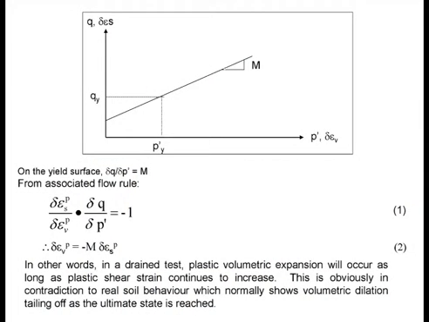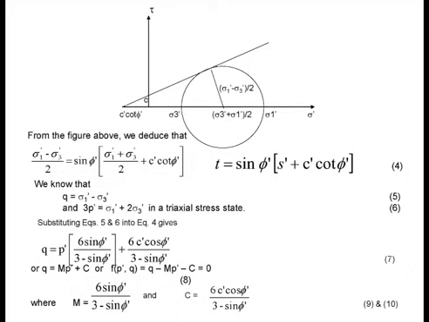So for an associated flow rule, if you look at the U surface, what is the gradient? The gradient is M, correct? M is 6 sine phi dash over 3 minus sine phi dash. Let us go back to revise ourselves. Where does this M come from? You can see this is the M, and we are saying that when you transform the Mohr-Coulomb failure envelope to PQ space, you get an equation of the form Q equals M P prime plus C, where M is the gradient of the line.